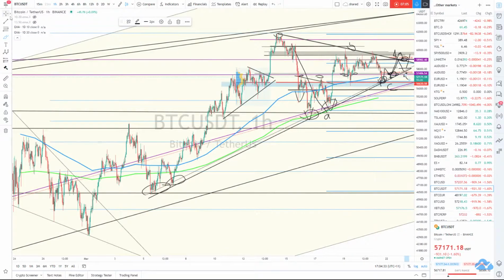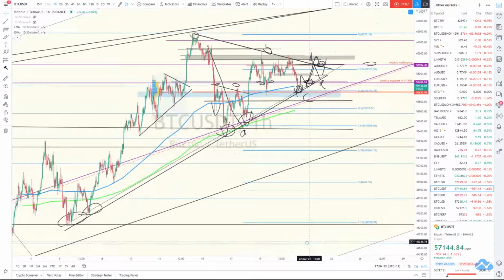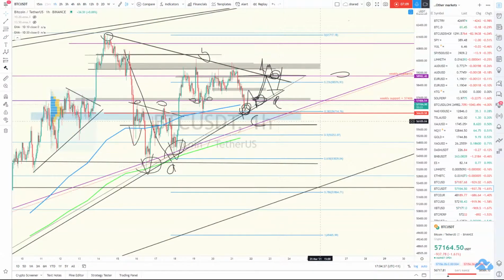From a bullish perspective, nothing else tells me that that's not going to be the case. We've got the Fibonacci's, we've got the moving average, and we've got the weekly support and resistance, and the dailies all agreeing that this is an area of entrance.